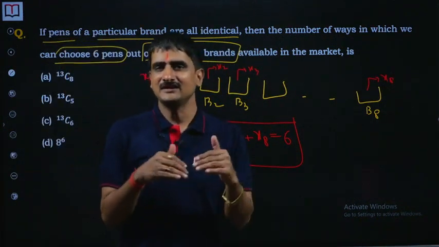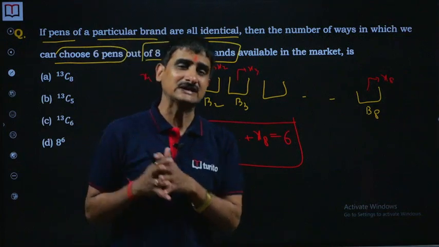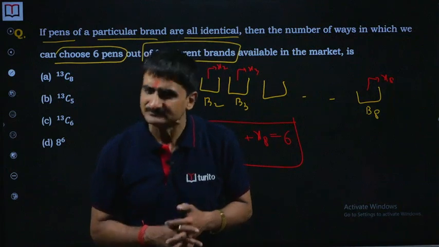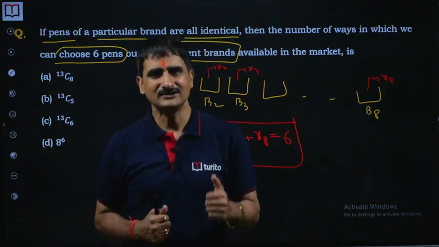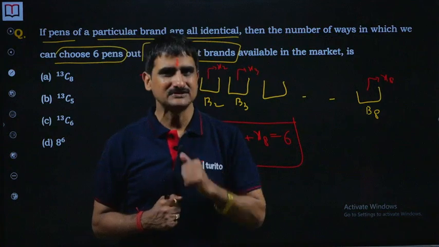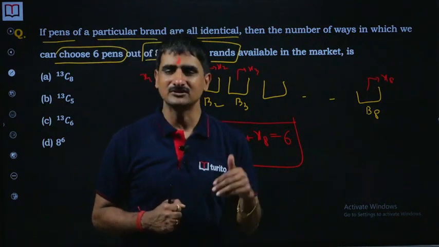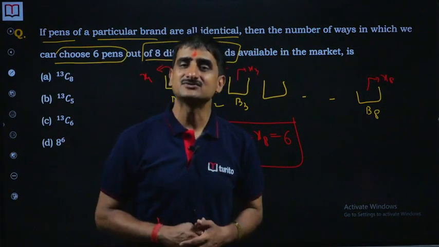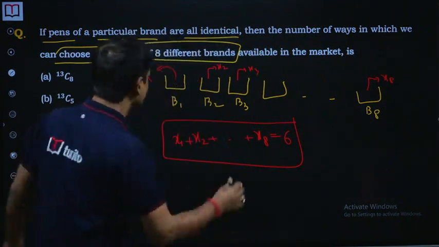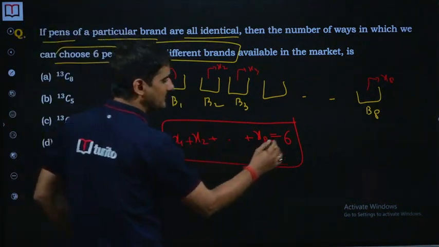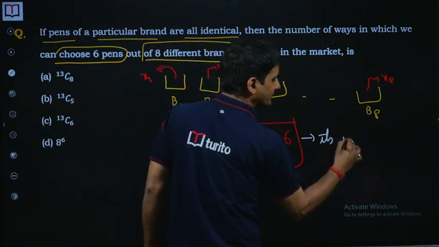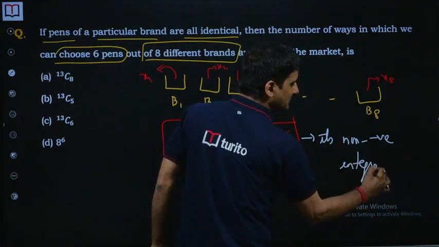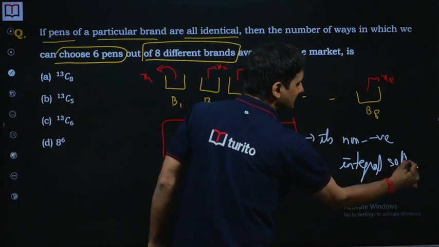So let's say there are 8 distinct boxes and you have 6 identical balls. In how many ways can you do it? You will say, okay, you can put x1 balls in the first box, x2 balls in the second box, and similarly x8 balls in the 8th box. Add them and the sum has to be 6 without any restriction. So what are we actually looking for here? We are looking for its non-negative integral solutions.